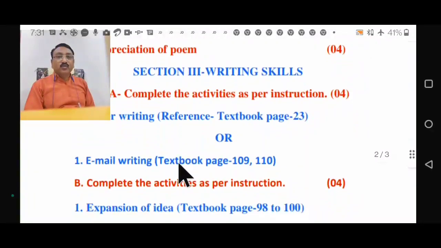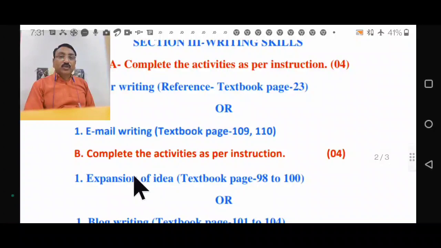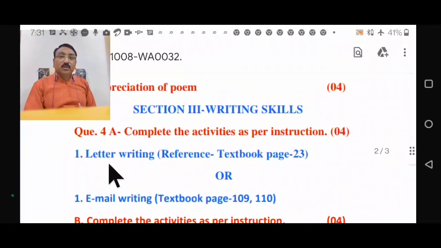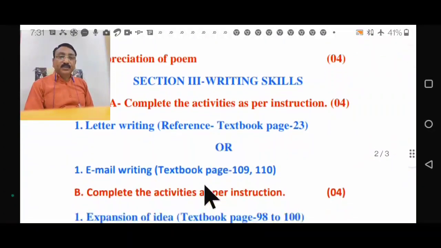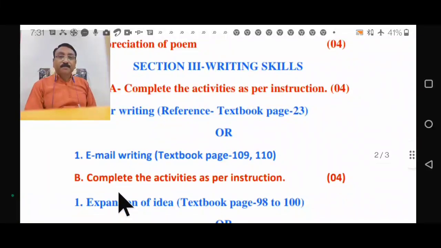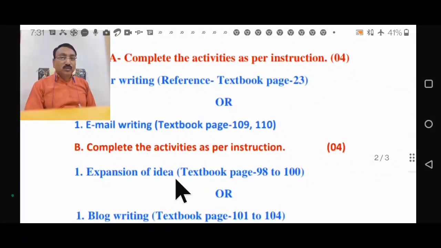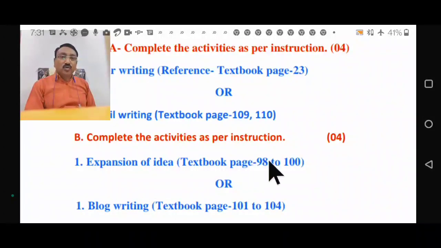So let us move to the sub question B in question number 4A. This sub question B is also based on the writing skill. Here also the student will have 2 options. The first is expansion of idea and the second one is blog writing. Here also I advise the students to select one out of these 2 given options in the activity sheet.